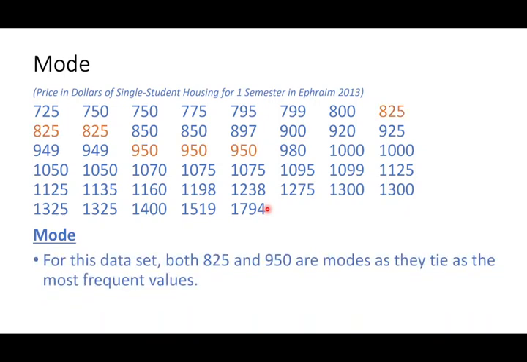In this data, the number 825 shows up 3 times, and the number 950 shows up 3 times. And that's more than any other numbers. So they both tied, and so they're both the mode. 825 and 950 are the modes. The actual numeric mode's not super important. The graphical mode that we mentioned last lesson is much more useful than the actual numeric mode.